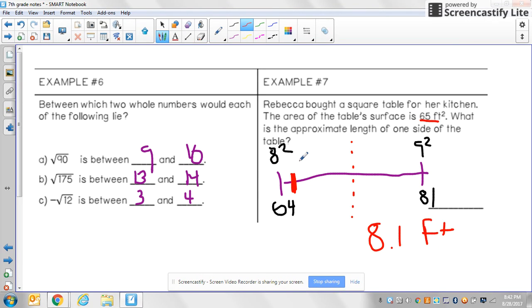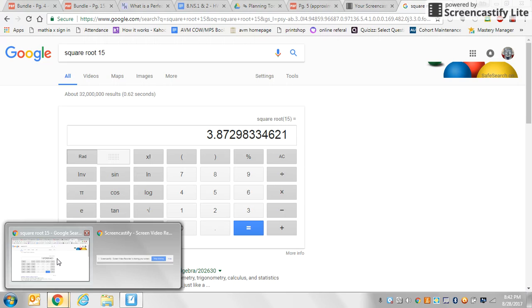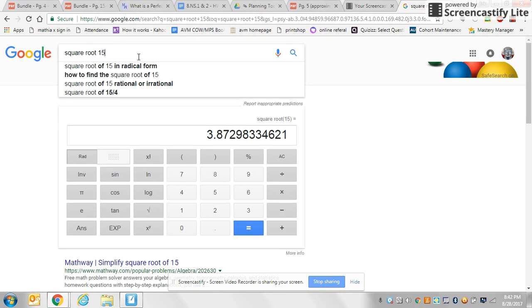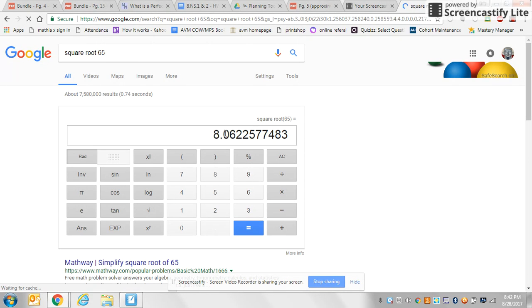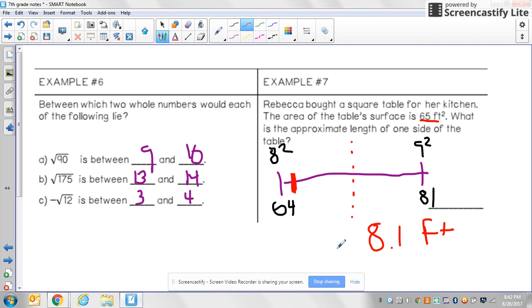Okay, 8.1 feet. And then once again, if you don't believe me, well, let's take a look. The square root of 65 gives us 8.06. So if we round it to the nearest tenth, then we're going to have 8.1. So we were pretty darn close.